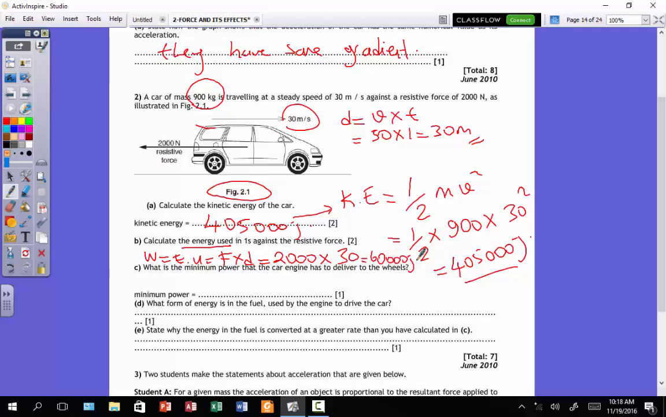used. What is the minimum power that car engine has to deliver to the wheels? You know, the resistive force is 2000 Newton, and the energy used against the resistive force is 60,000 joule. And we can find out the minimum power. Power is equal to energy over time. So 60,000 joule energy over 1 second gives us the power, which is 60,000 watts.